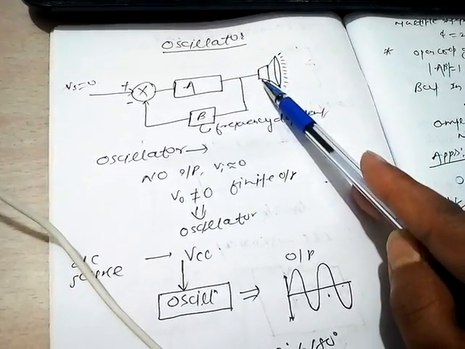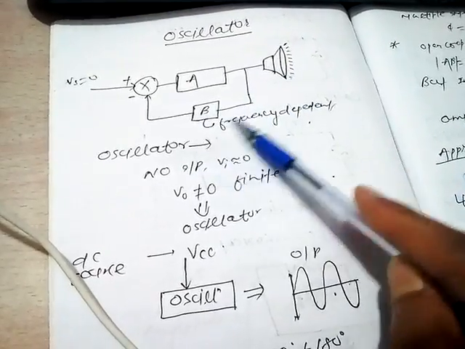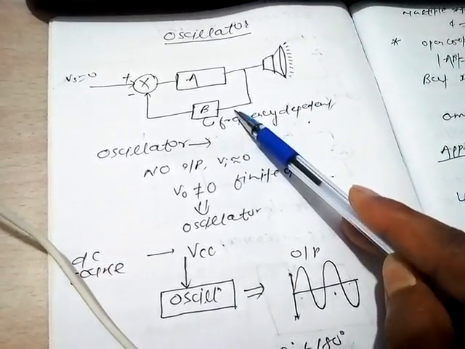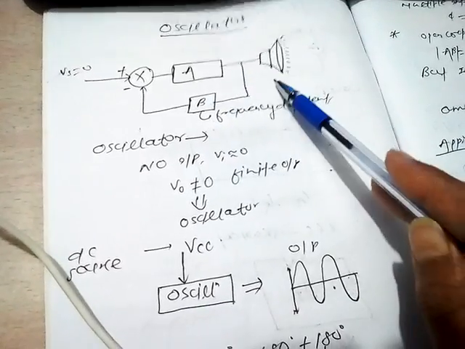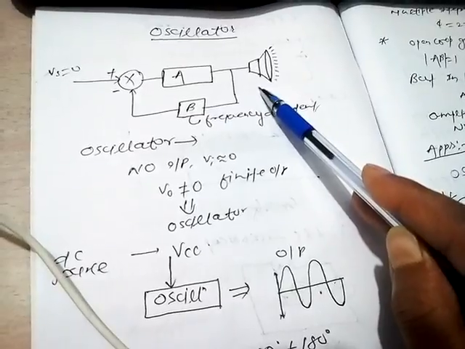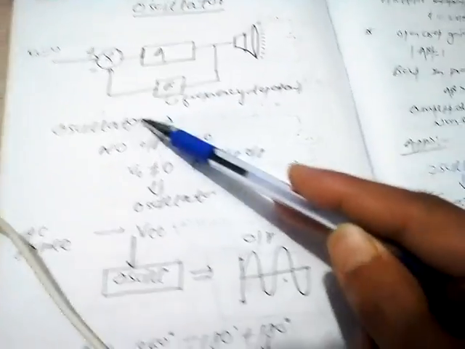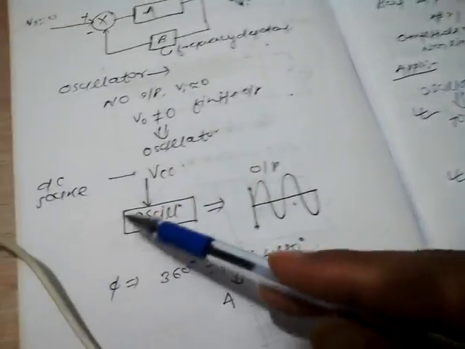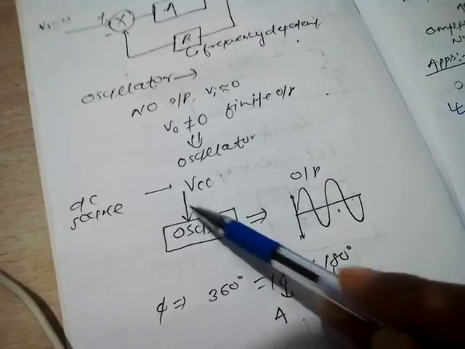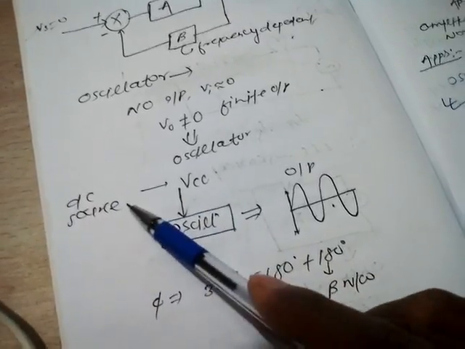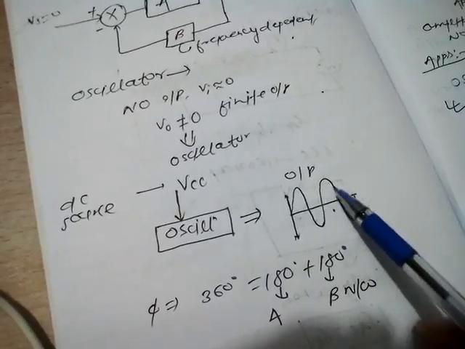But here a question arises: is there any difference between an amplifier and an oscillator? Yes, definitely there is a lot of difference. First of all, suppose I assume this is an oscillator circuit. If you do not give an input, you still get output at the output side.